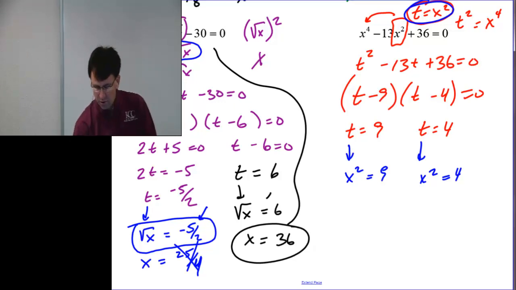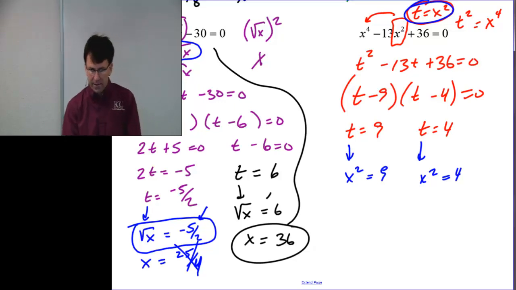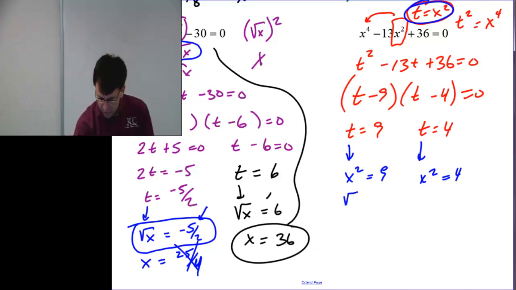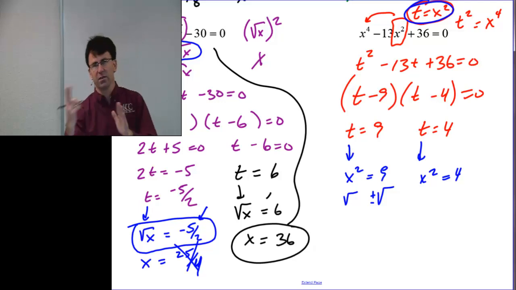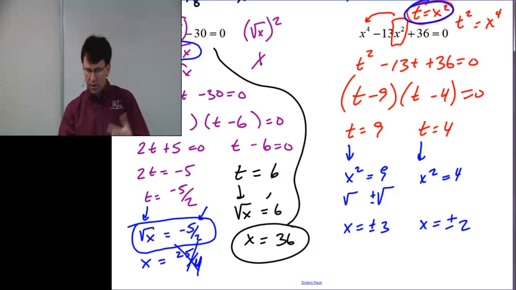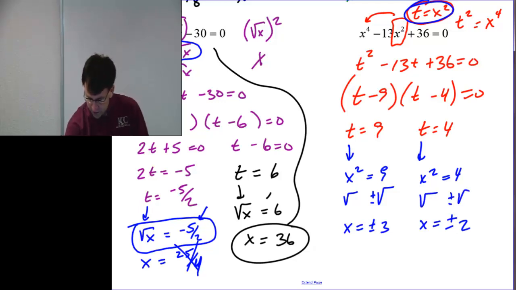Now, solving this, well, x squared equals 9. I need to use square root methods, so I'm going to square root both sides, and when I square root, I'll get a plus or minus on the right because it's on the side opposite of the variable. So x equals plus or minus 3 because that is the square root of 9. And over here, I'll get x equals plus or minus 2 because that is the square root of 4. We'll take the square root of both sides with the plus or minus.